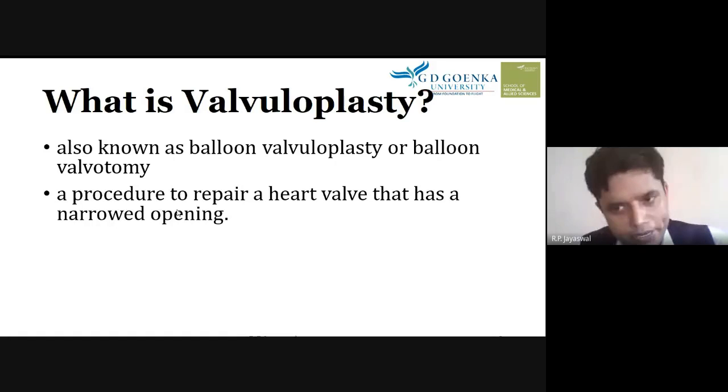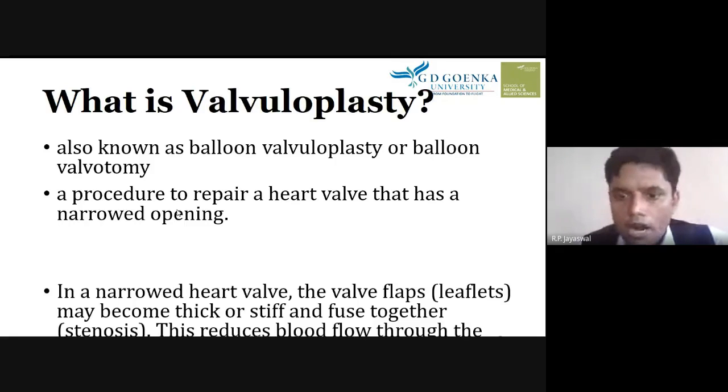that has a narrowed opening. Okay, so when a heart valve has a narrowed opening because of the thickening of the heart valve, in such a condition the heart valve needs repairing, and we can go for the valvuloplasty process.